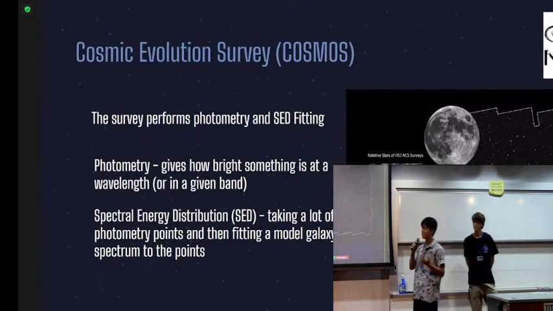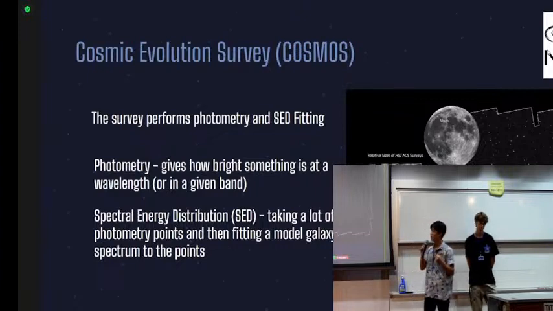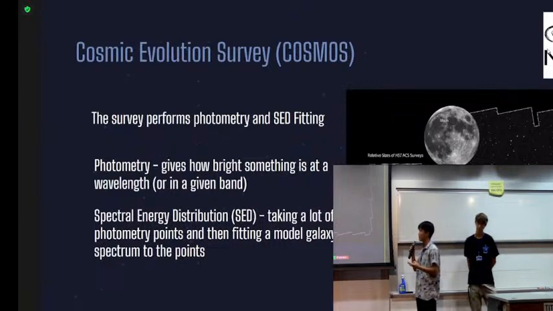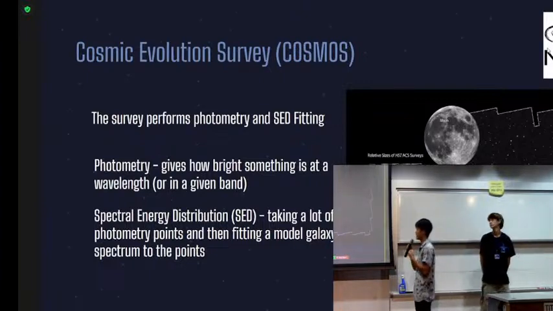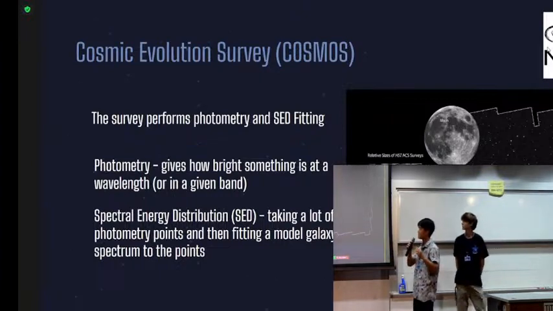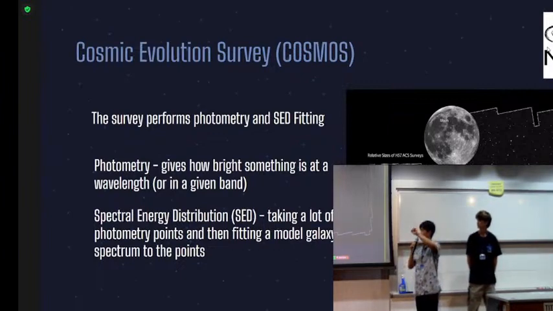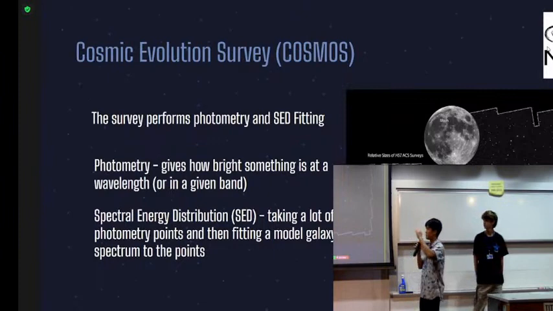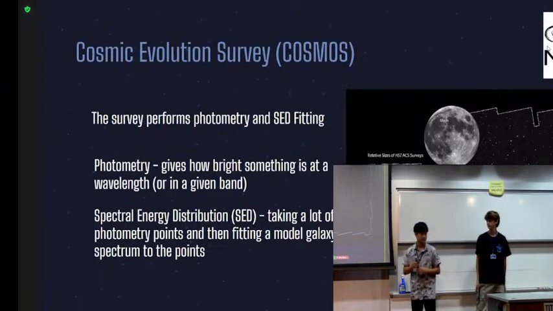Some background: photometry tells us how bright something is at a certain wavelength, or in a given band. In our project, we use three different bands: near ultraviolet, infrared, and optical. Optical is just another way to say visible light. We also grabbed some data from the spectral energy distribution, or SED, which basically takes a few photometric points and fits them onto a model, so that it gives us a spectrum using those points.